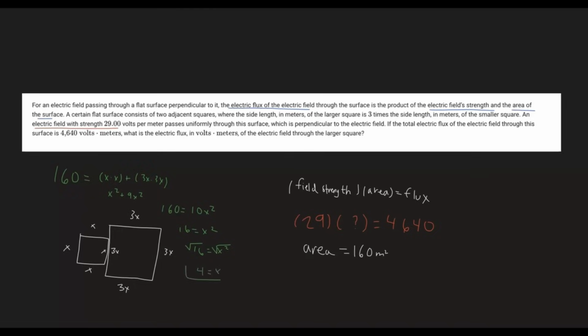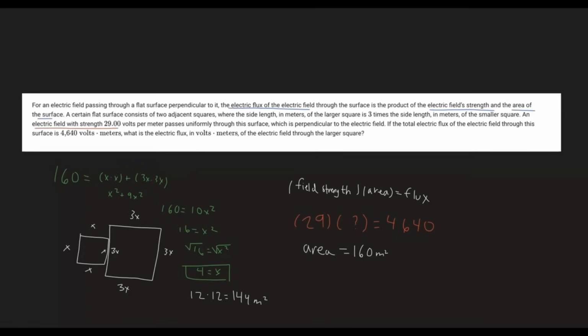So we found the value of x, and that's helpful because now, let's bring this up, we can plug in a value of 4 for x for the side length. So up here we have 3x, so now we can just have 3 times 4, so we know the side length is 12. So 12 times 12. So we're finding the area of the larger square. So the total area there is 144 meters squared. So now we have the total area of this larger square, right?